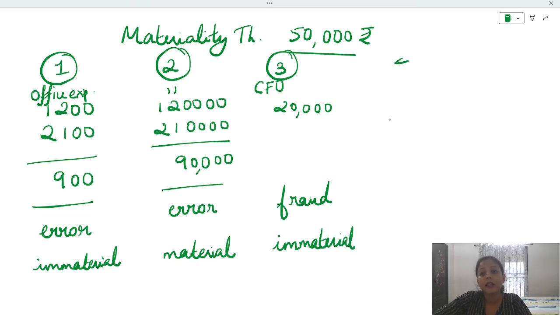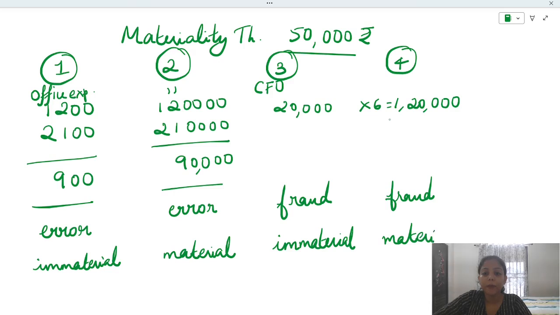But let's take the fourth case where the CFO has forged invoices, faked the profit of 20,000. Let this happen 6 times. Okay, then what's the material effect? 1,20,000 will be the faked profit, right? So he has created fraud. And this amount 1,20,000 has exceeded this limit 50,000, right? So this is material. So this is a material fraud.